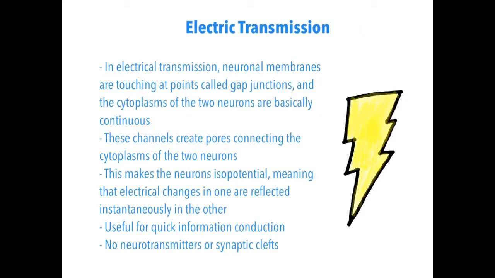Neurons can also communicate through electrical transmission in electric synapses. So in this form of transmission, neuronal membranes are touching at specializations called gap junctions, and the cytoplasms of the two neurons are basically continuous. These channels create pores connecting the cytoplasms of the two neurons. The two neurons are now isopotential, meaning that electrical changes in one are reflected instantaneously in the other. This is especially useful when information must be conducted rapidly. It's different from chemical transmission because it doesn't utilize neurotransmitters or synaptic clefts.